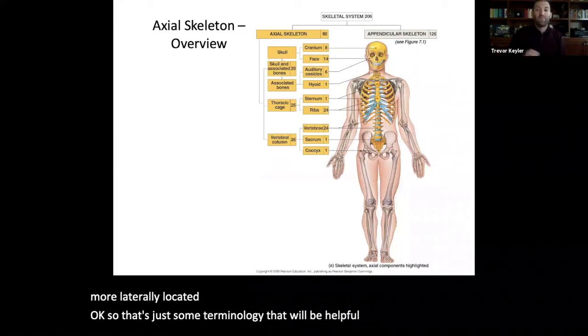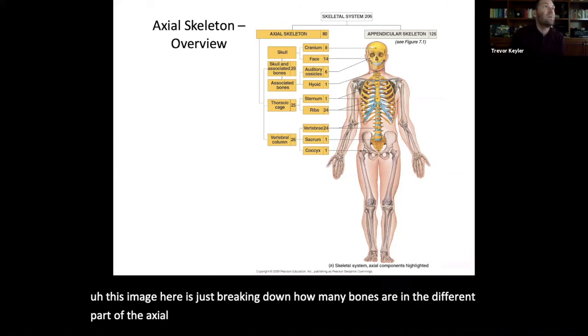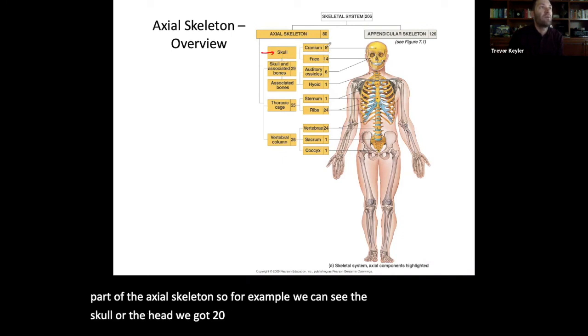This image here is just breaking down how many bones are in the different parts of the axial skeleton. So for example, we can see the skull or the head. We've got 22 bones. 8 of those are the cranium and 14 of those are facial bones. And that's just kind of an FYI.